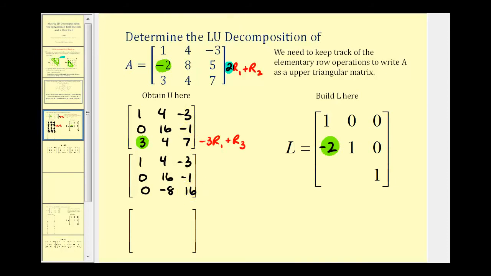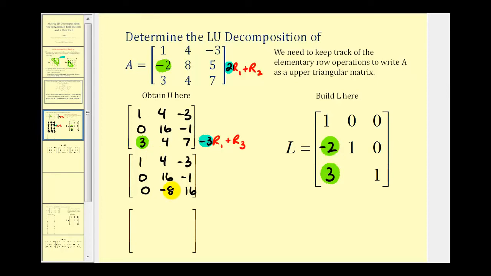For this row operation, our multiplier was negative 3. Negative 3 helped us obtain a 0 in row 3, column 1. Here's row 3, column 1 of our lower triangular matrix. The opposite of negative 3 is positive 3, so this element is positive 3.